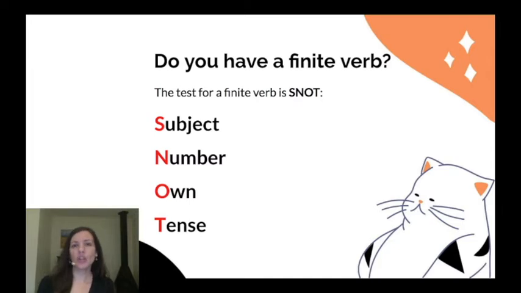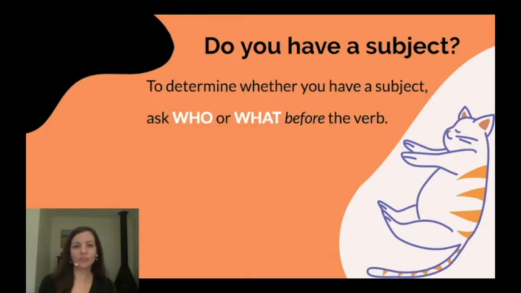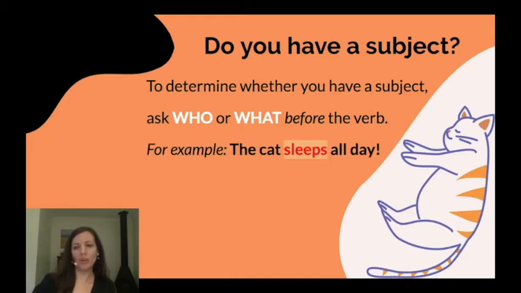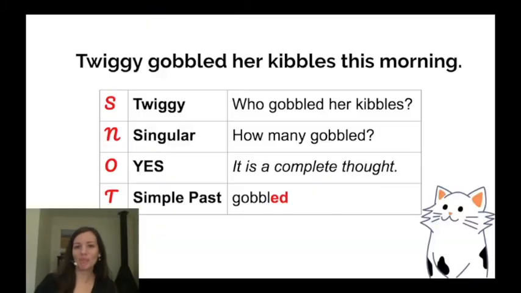Now, how do we determine the subject of a sentence? Well, it's pretty easy. To look for the subject of the sentence, we're determining who or what has actually performed the action. So, we ask who or what before the verb. So in the sentence, the cat sleeps all day. The verb is, of course, sleeps. So what sleeps all day? Well, pretty easy to answer. The cat. So the cat is the subject of my sentence. It answers the question of what sleeps.